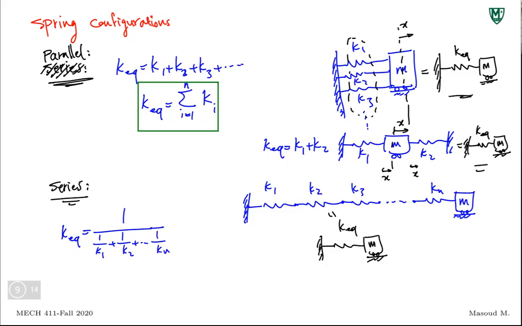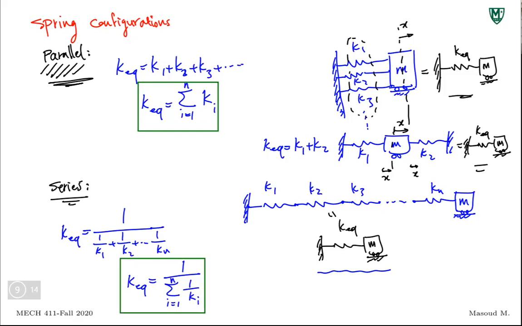So in a general sense, K equivalent for springs that are in series would be 1 over the summation of 1 over Ki, i from 1 to n. If you have n springs in series, you can just rewrite the system and change it into a very simple system like this one, by replacing all of the springs with one spring, as long as that spring has that stiffness.